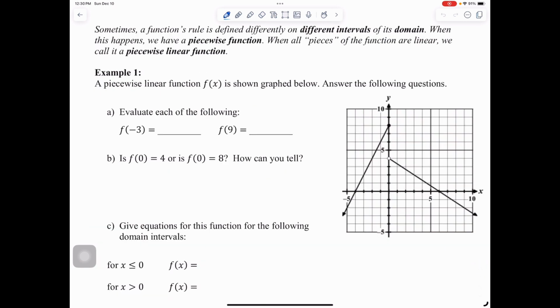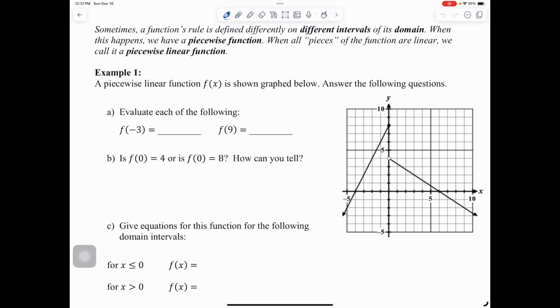So now let's move on and talk about what a piecewise function is. Sometimes a function's rule is defined differently on different intervals of its domain. When this happens, we have a piecewise function. When all the pieces of the function are linear, we call it a piecewise linear function. So basically the graph is broken into pieces and each of the pieces is linear.